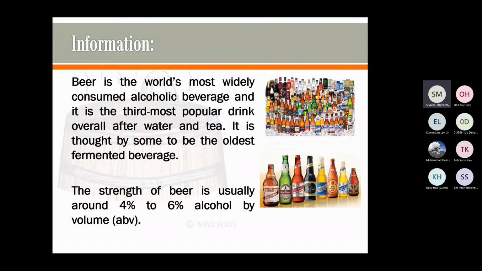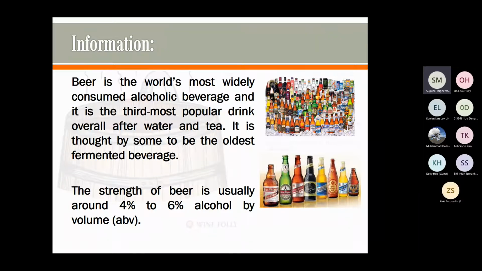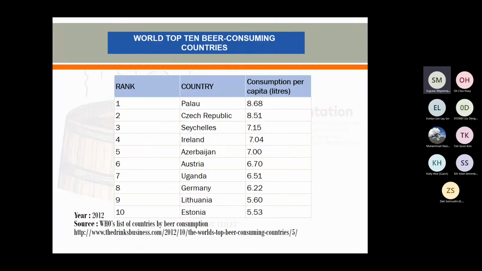So you see how famous beer is, and the best thing is that it is thought to be the oldest fermented beverage, probably even before you and me were born, it was already there. Usually it has about 4% to 6% alcohol. And they have champions, the world's top 10 beer consuming countries, from rank number 1 to rank number 10. This was in the year 2012, the latest I can find.